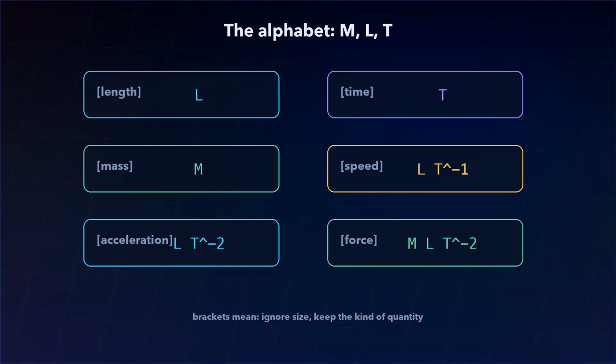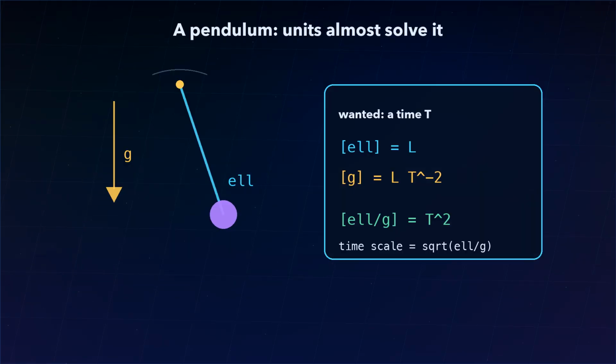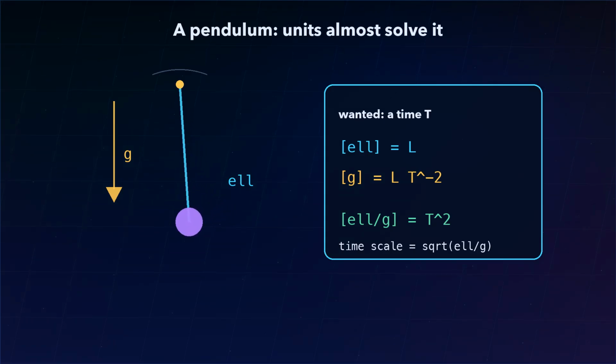Suppose a pendulum has length L, gravity g, and period t. We want a time. Length L has dimension L, gravity g has dimension L t to the minus 2. Try L over g. Its dimension is L divided by L t to the minus 2, which becomes t squared. So the only time scale is the square root of L over g.